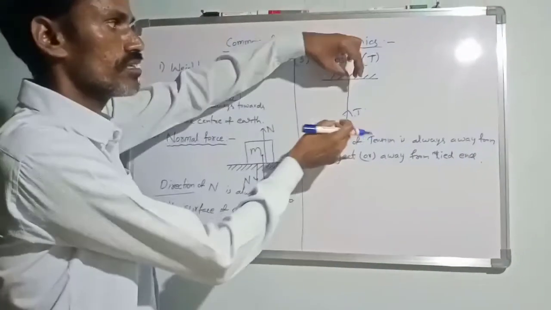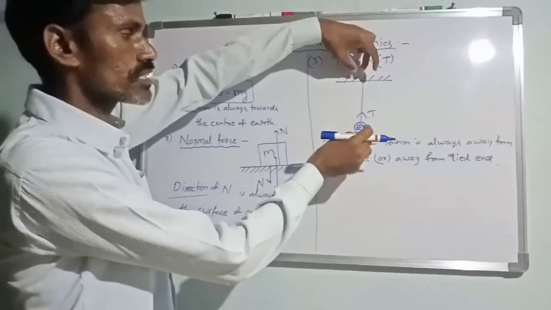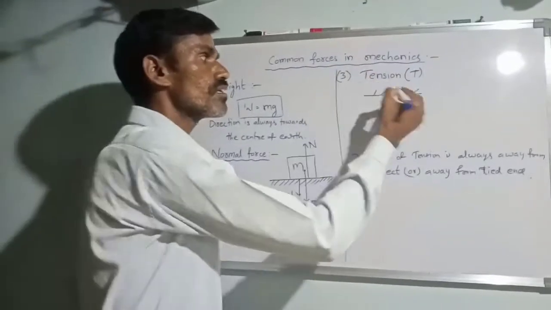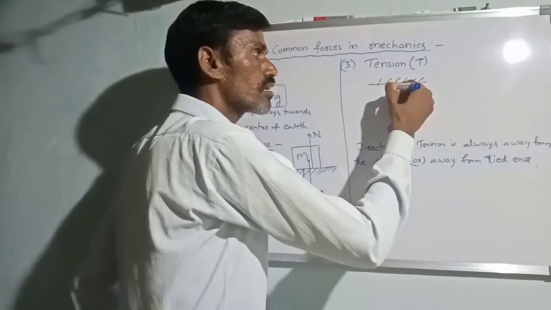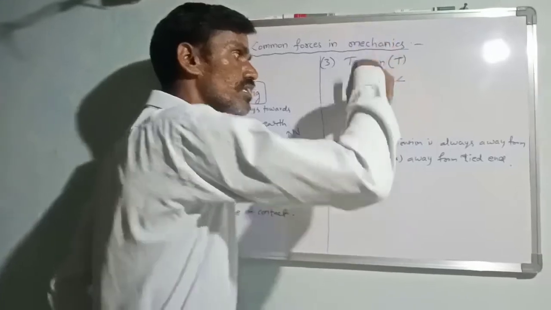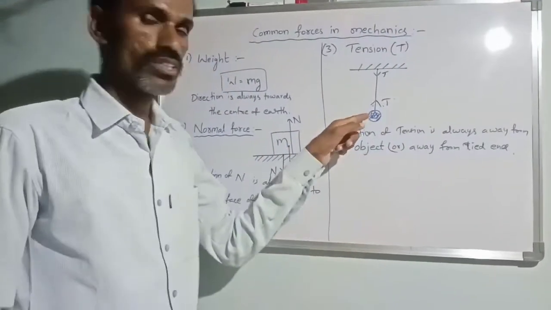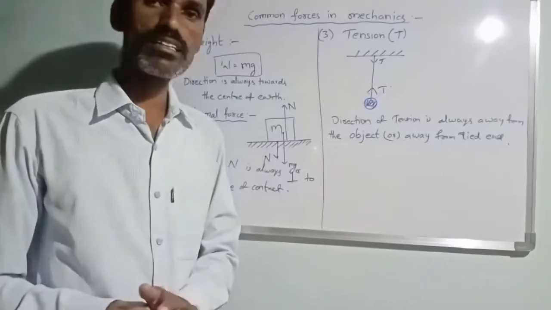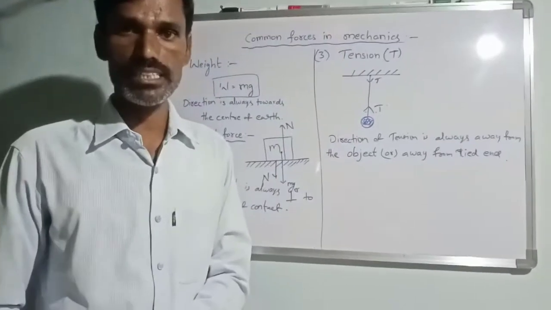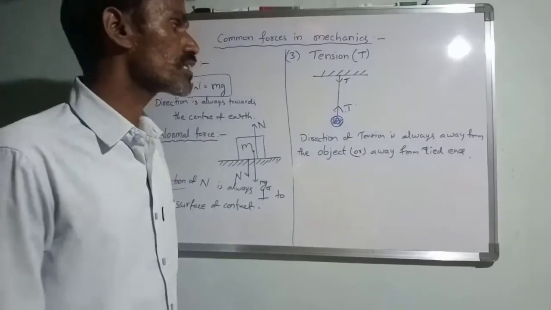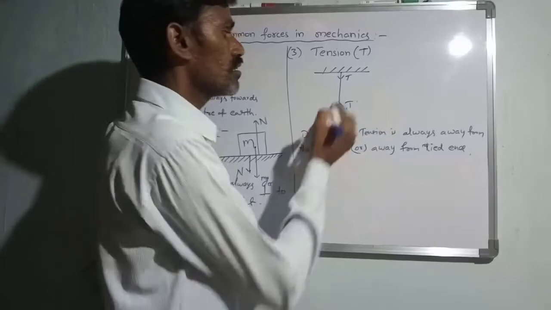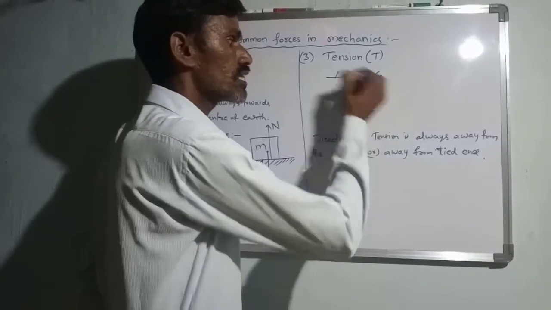So where we fix the string, away from that fixed point, at this point the direction of the tension is in this downward direction, away from the fixed point. Away from the fixed point we take the direction of tension. For a string we take some concepts.